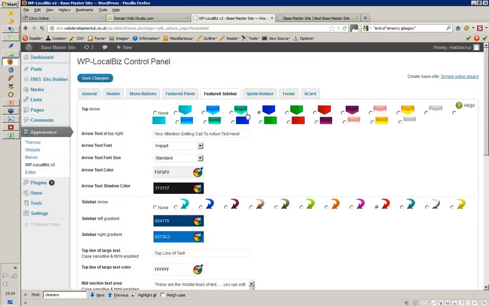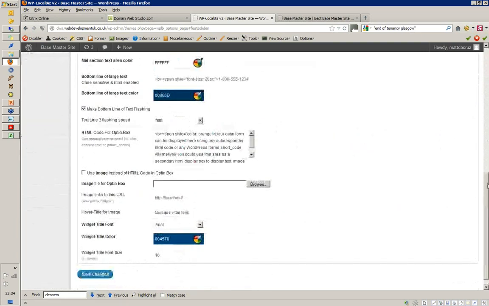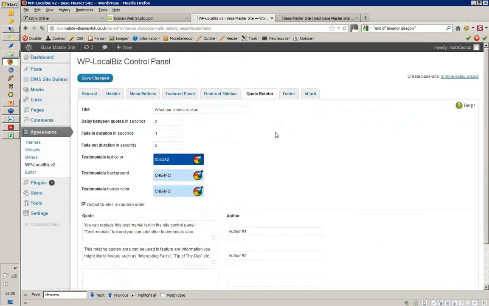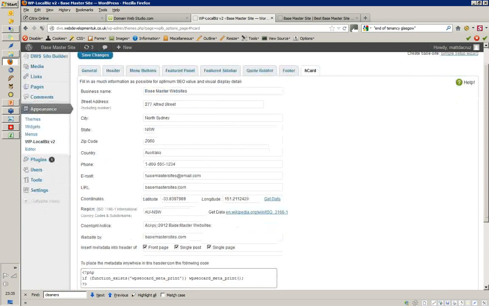You've got featured site content, you can change all the things, the call to actions, you can put your information in, you can actually embed your forms into the stuff over here if you want. You've got a quote rotator that rotates your testimonials. Then it does the H cards for you automatically as well, your business information on either the one page or all the pages. And it's very, very, very cool.